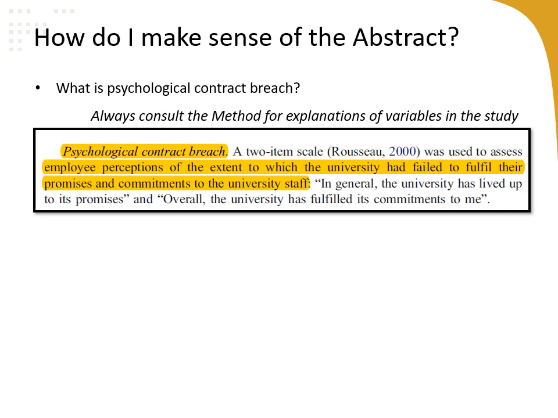Also in the method, you could shed some light on what psychological contract breach is. It's basically just a violation of promises that were made. So it's their failure to fulfill their promises and commitments to staff.